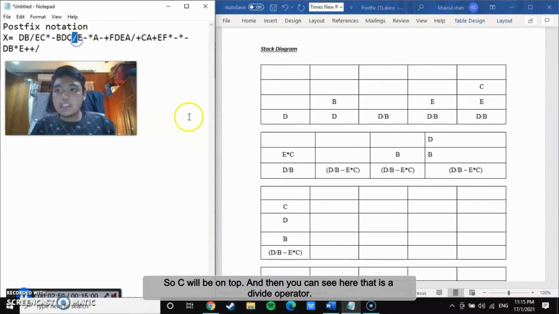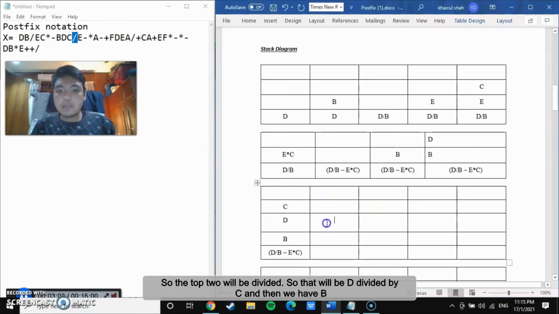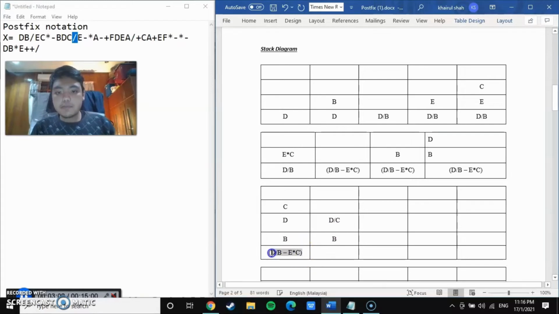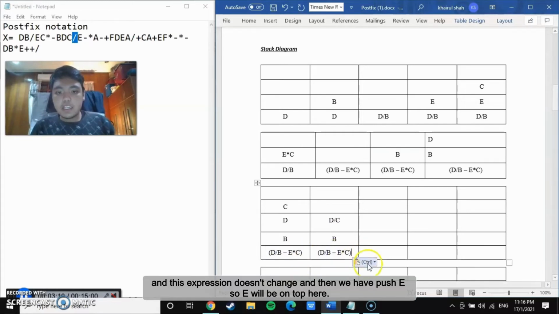And then you can see here there is a divide operator, so the top two will be divided. So that will be D divided by C. And then we have B, and this expression doesn't change. And then we have push E, so E will be on top here.